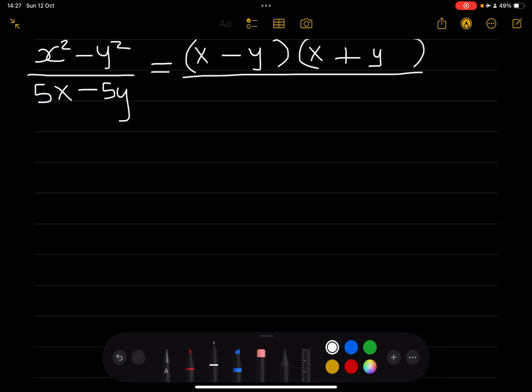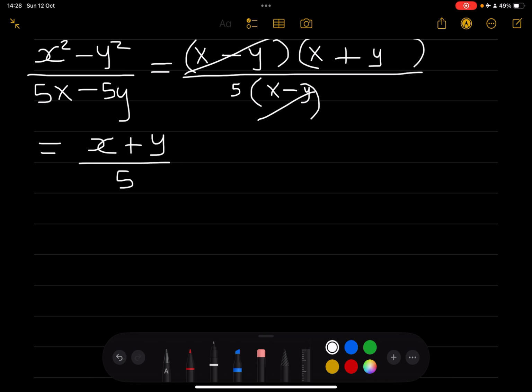And then let's go to the denominator. You see, on the denominator, we just have a common factor of 5. So we take it out. We have x minus y inside the bracket. And then we can see that this and that bracket are going to cancel each other. And we're just going to be remaining with x plus y over 5. Right? And then now we are done with this, right?